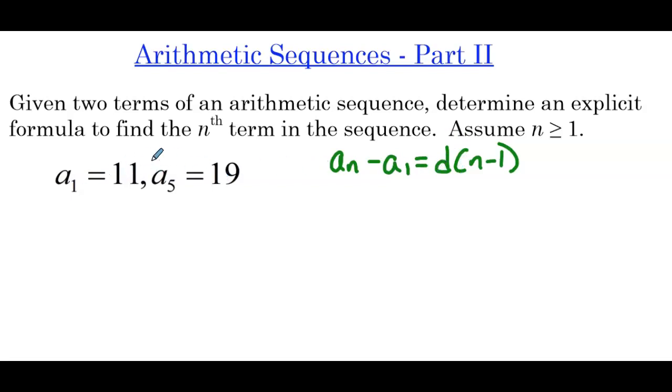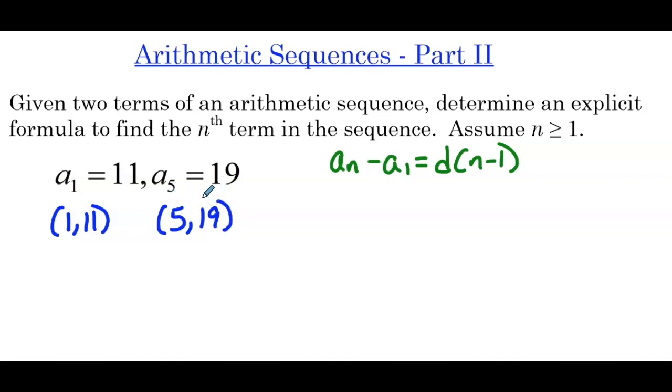So I can express both of these terms as a point. So a sub 1 equals 11 would be the point 1 comma 11, right? It's the subscript, the n value, comma, what the actual term is. So here our subscript is 5, so the point would be 5 comma 19, right? N is 5, then a sub 5 is 19.